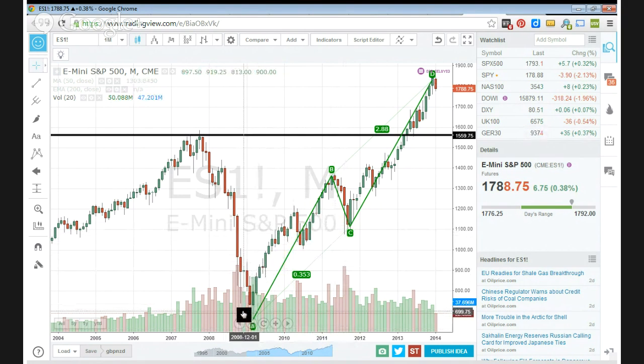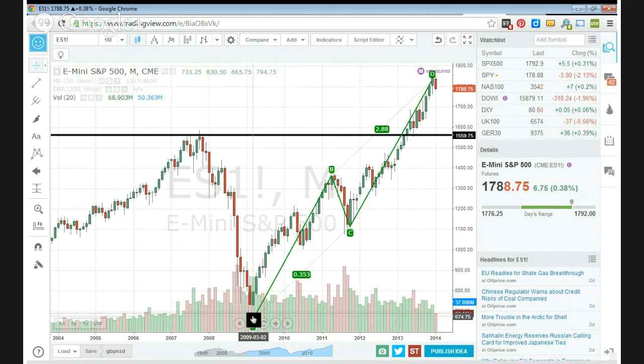Anyway, this is an AB equals CD pattern. The basic idea is you draw point A to point B, then you have a pullback, and once you're at point C, you can get a projection of where point D will be. So from this perspective, in 2000, obviously we had our big decline into 2009, and by early or summer of 2009, you could make a strong case that the bottom was in, or you could at least have that viewpoint.